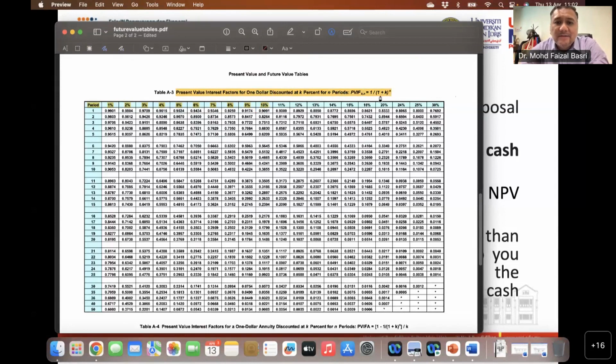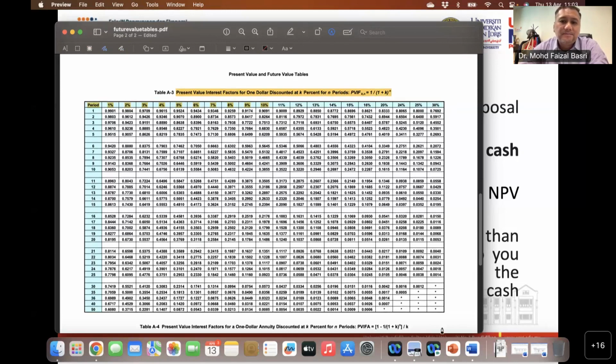So how to get this information? By using this formula, basically. So if 10%, then 1 divided by 1 plus 10% to the power of 1, you will get 0.9091. And then 1 divided by 1 plus 10% to the power of 2, you will get 0.8264. Okay, but if you have this table, you don't have to calculate.